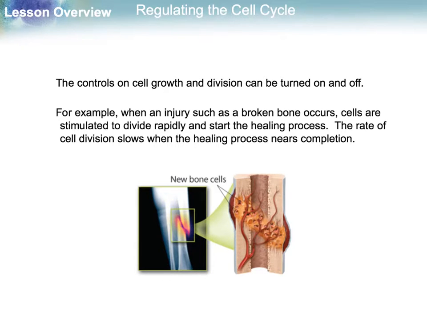An example in this picture is when a broken bone occurs. There are cells that are stimulated to divide rapidly, and they start the healing process. They start the flow of blood to the site. They bring in the necessary cells that can regenerate the crystal portion of the bone, and the cells that will glue everything together. The rate of cell division slows when the healing process nears completion. As the cells detect that the bone is nearly knit, they will slow down. Otherwise, we'd have big, huge lumps where we have a broken bone.